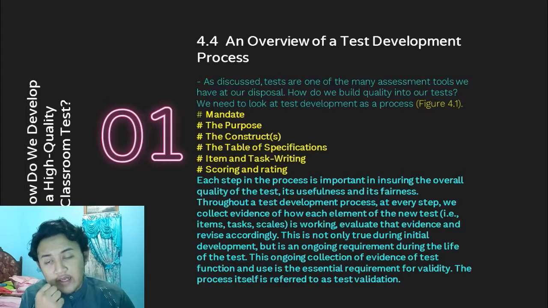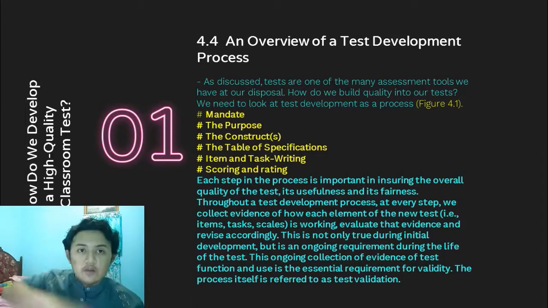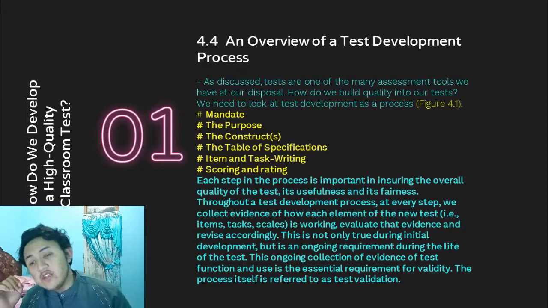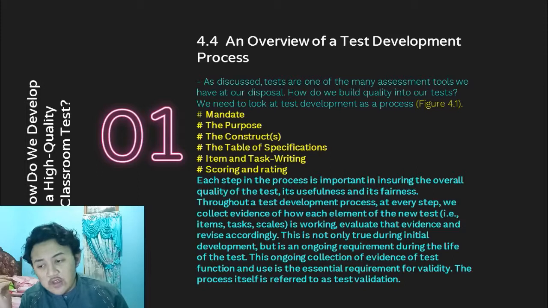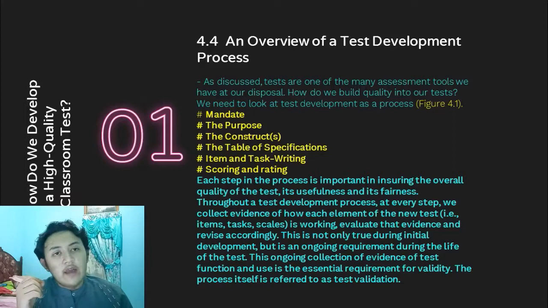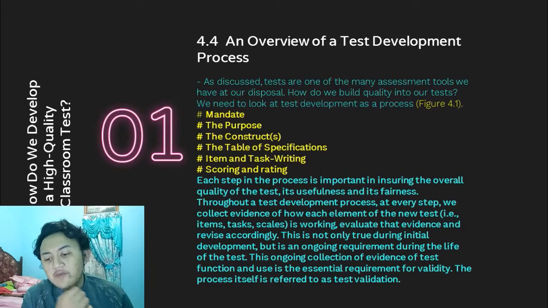One of them is the mandates, the purposes. The next one is the contracts. This is lined up from the top to the bottom. The first one is the mandate, the second is the purposes, the third is the contracts, the next is the table of specifications, the next is the item and task writing, and the next is the scoring and rating. Each step in the process is important in ensuring the overall quality of the test, its usefulness and its fairness throughout the test development process.